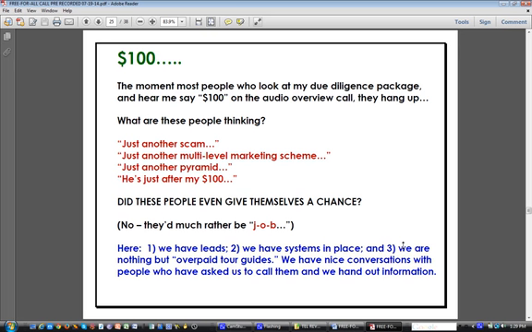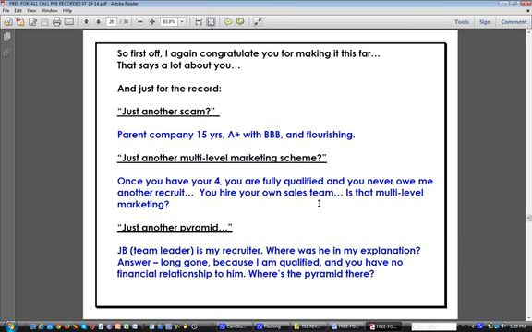Now, did these people even give themselves a chance? No. And you know why? Because they'd much rather be just over broke. So here I want to remind you again, we have leads, we have systems in place, and we are nothing but overpaid tour guides. We have nice conversations with people who have asked us to call them, and we simply hand out information. So first off, I again congratulate all of you who are still here. It says a lot about you.